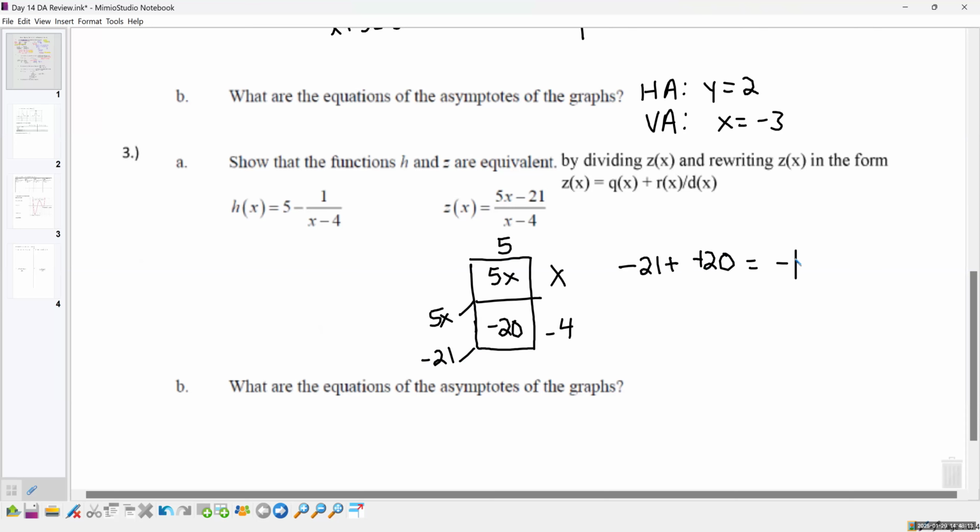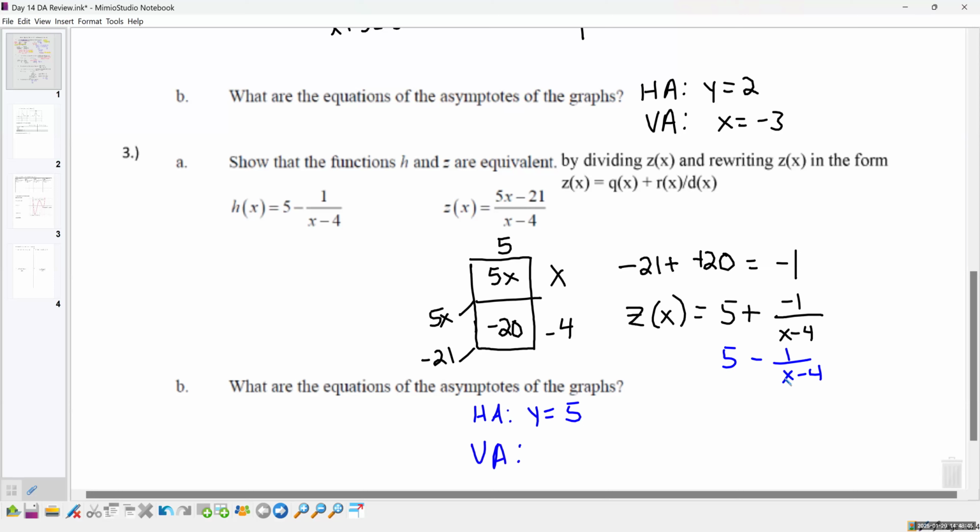That remainder is going to be -1. So I can rewrite z of x as 5 plus -1 over x minus 4. Now, I just want to point out you could also write that as 5 minus 1 over x minus 4. It's really your preference. The horizontal asymptote is going to be y equals 5 because I have a constant of 5 here. I'm never going to get there, so I'm always subtracting a teeny tiny fraction.